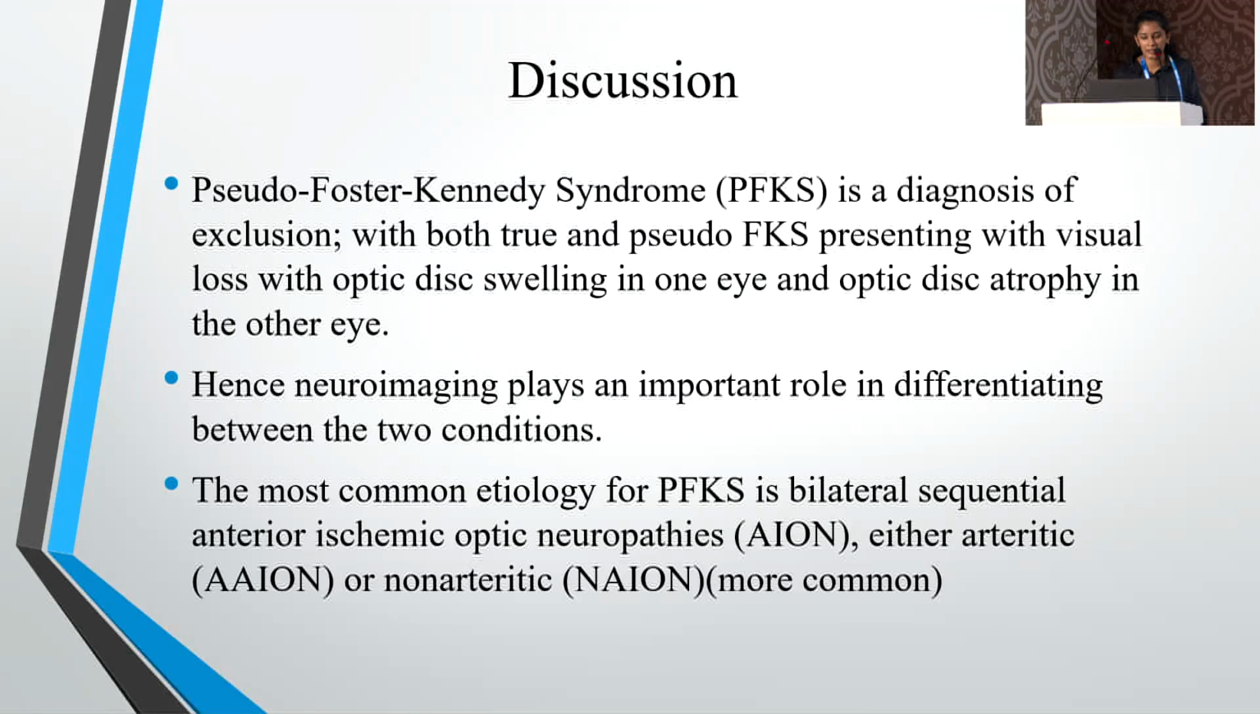Pseudo-Foster-Kennedy syndrome is a diagnosis of exclusion, with both true and pseudo-Foster-Kennedy syndrome presenting with visual loss with optic disc swelling in one eye and optic disc atrophy in the other eye. So neuroimaging plays an important role in differentiating between the two conditions. The most common etiology for pseudo-Foster-Kennedy syndrome is bilateral sequential anterior ischemic optic neuropathies, either arteritic or non-arteritic. Non-arteritic AION is more common.